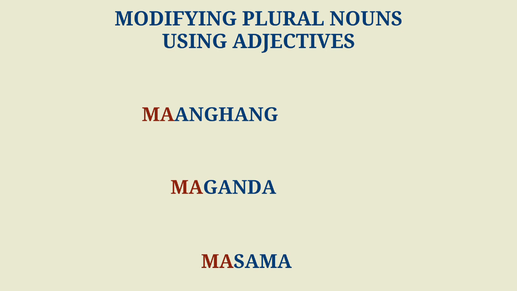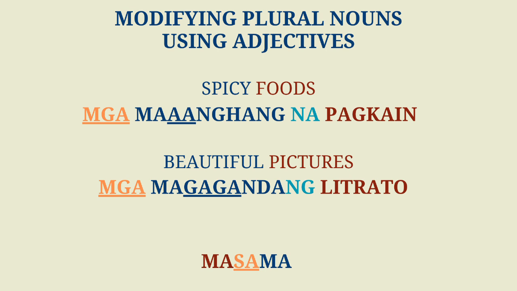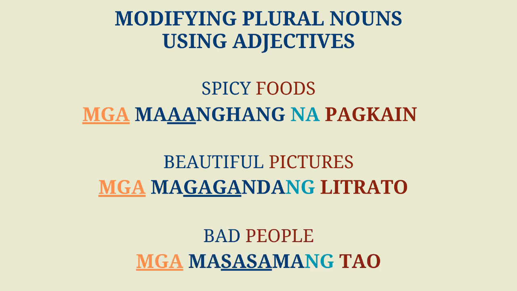After the prefix ma, you repeat either the first letter or the first two letters. If the first letter is a vowel, like this example, you repeat only the vowel. Mga maaanghang na pagkain. If the first letter after the prefix ma is a consonant, you repeat it along with the next vowel, like these. Mga magagandang litrato. Mga masasamang tao.